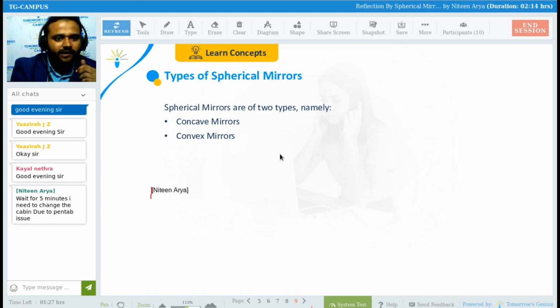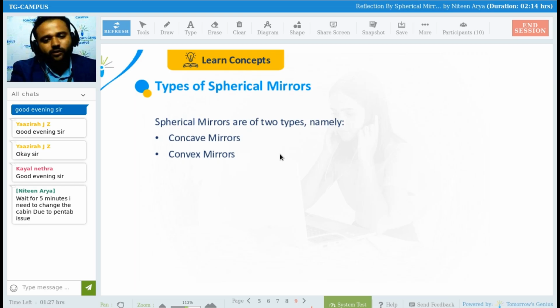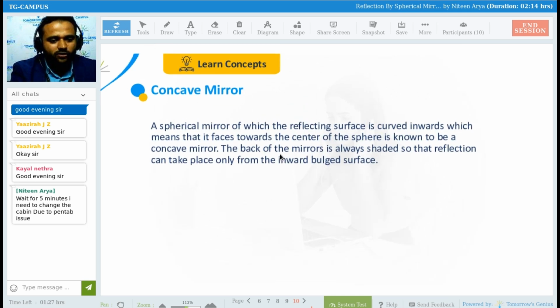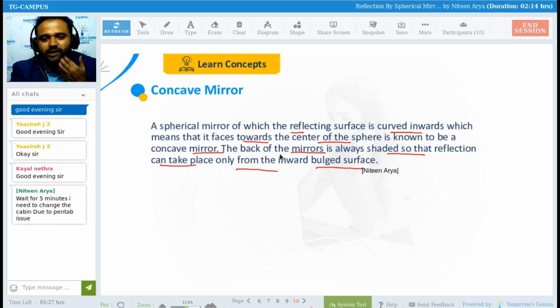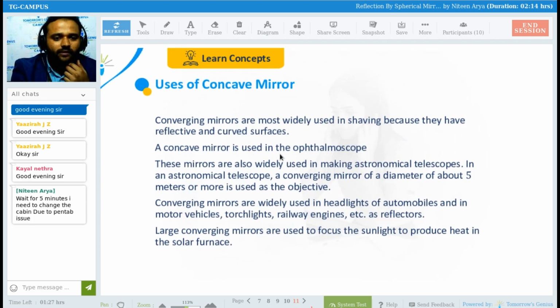So now types of spherical mirror. In general, there are two types of spherical mirror: concave mirror and convex mirror. We already know about it. What is a concave mirror? A concave mirror, or you can say a spherical mirror, whose reflecting surface is curved inward, which means that it faces towards the center of the sphere, is known to be a concave mirror. The back of the mirror is always shaded so that reflection can take place only from the inward bulged surface.